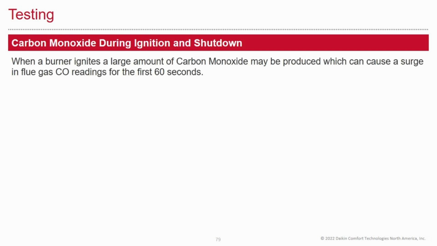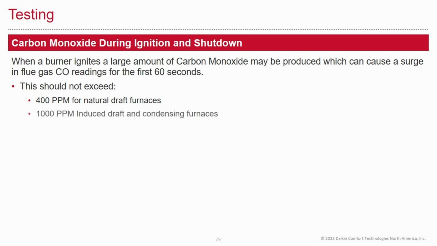Carbon monoxide during ignition and shutdown. When a burner ignites, a large amount of carbon monoxide may be produced, which can cause a surge in the flue gas CO readings for the first 60 seconds. This should not exceed 400 parts per million for natural draft furnaces, or 1,000 parts per million for induced draft and condensing furnaces. After 5 minutes, the CO levels should be below 100 parts per million and stable.